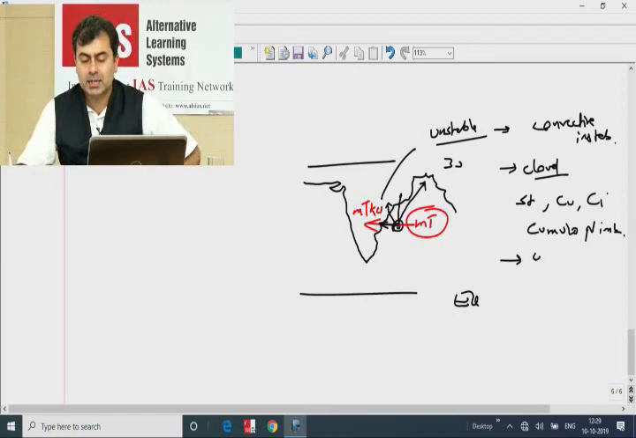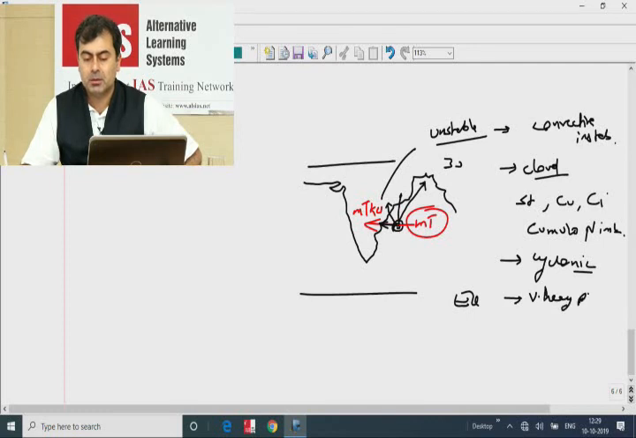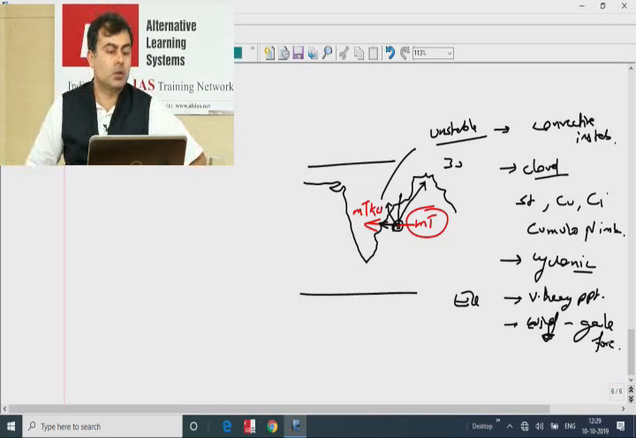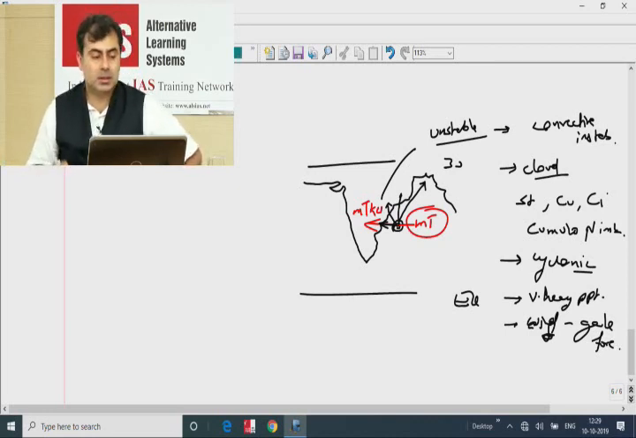The conditions will be cyclonic. Precipitation will be very heavy. Instability means strong wind. When we call this wind, gale force wind. So this was MT moving towards land.